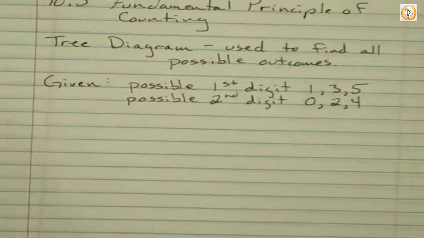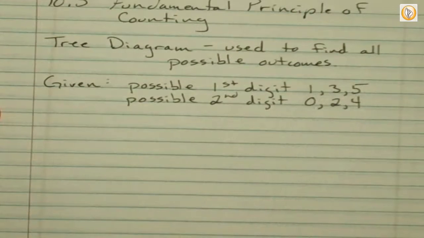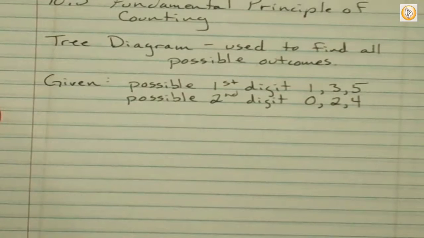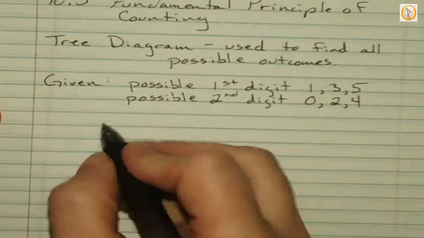But the tree diagram looks like this. Now, again, this is one possible way of figuring this out. This is also with very limited information. This is very basic. There's going to be way more outcomes for bigger problems, bigger situations.